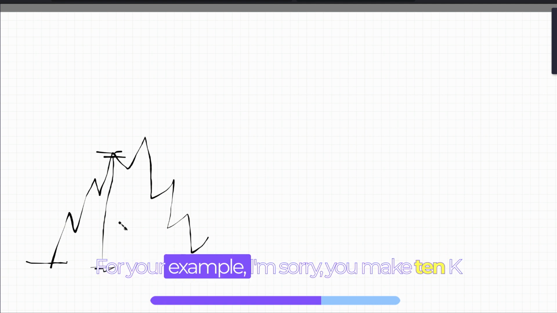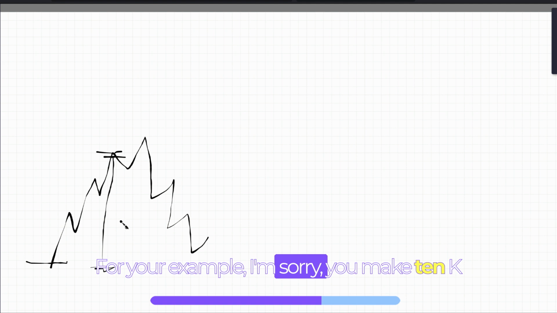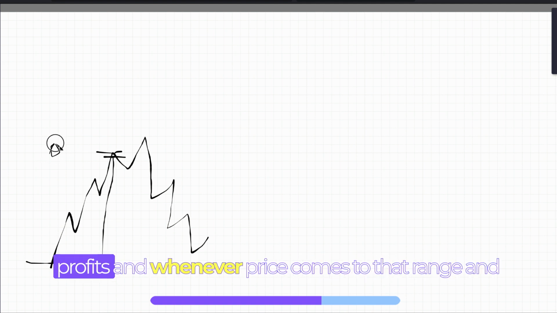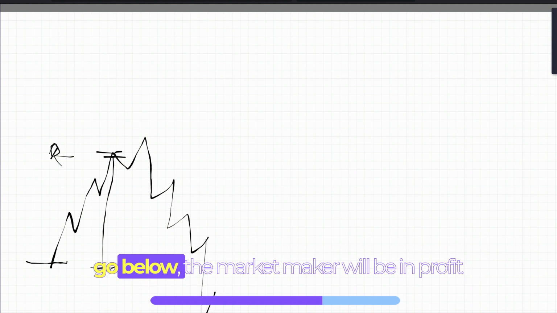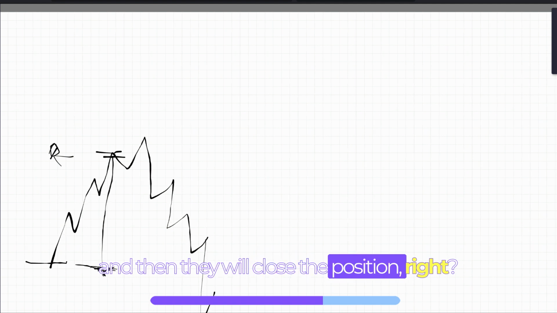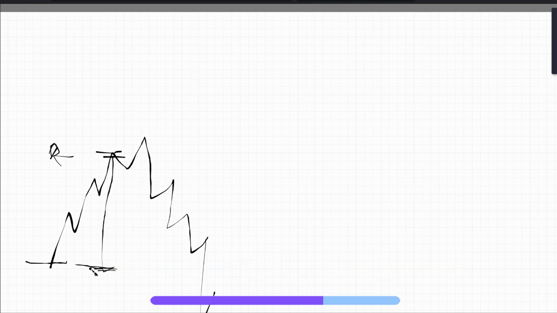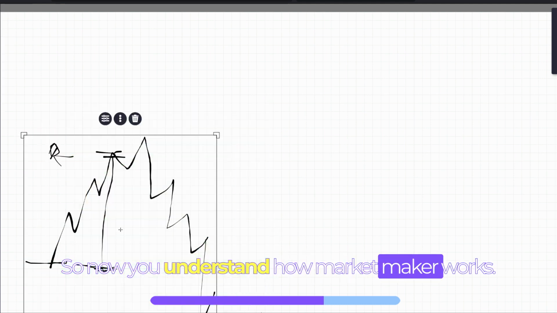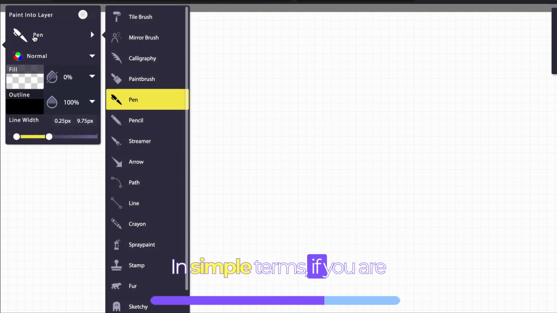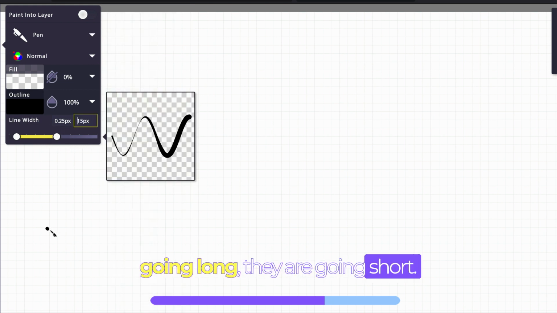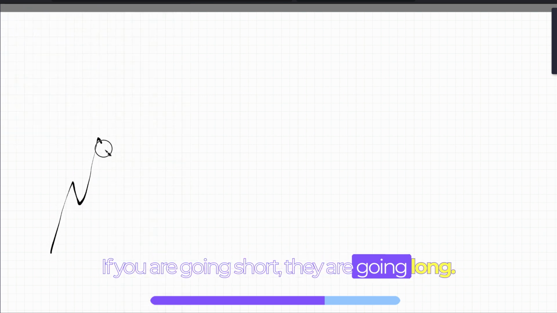For your example, you make 10k profits, and whenever price comes to that range and goes below, the market maker will be in profit, and then they will close the position, right? So now you understand how market makers work. In simple terms, if you are going long, they are going short. If you are going short, they are going long.